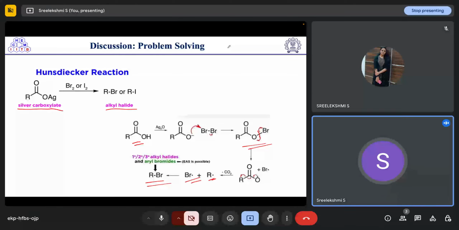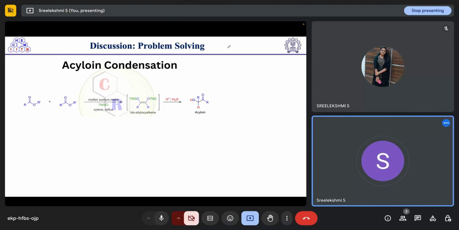Then in the fourth lecture, we have seen copper, manganese, samarium, selenium based reactions and acyloin condensation. So here we will discuss acyloin condensation. Basically, these esters in the presence of molten sodium metal and TMSCl will form this compound, bis-silyloxyalkene, which upon acidic hydrolysis will give this acyloin. So that is basically an alpha hydroxy ketone.